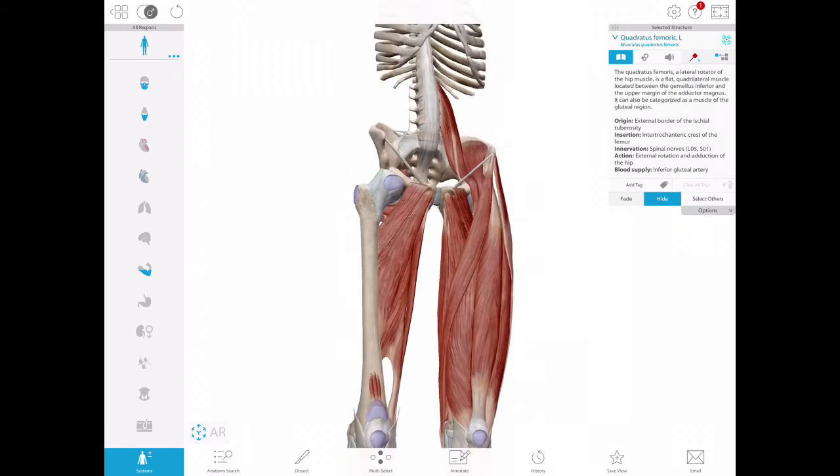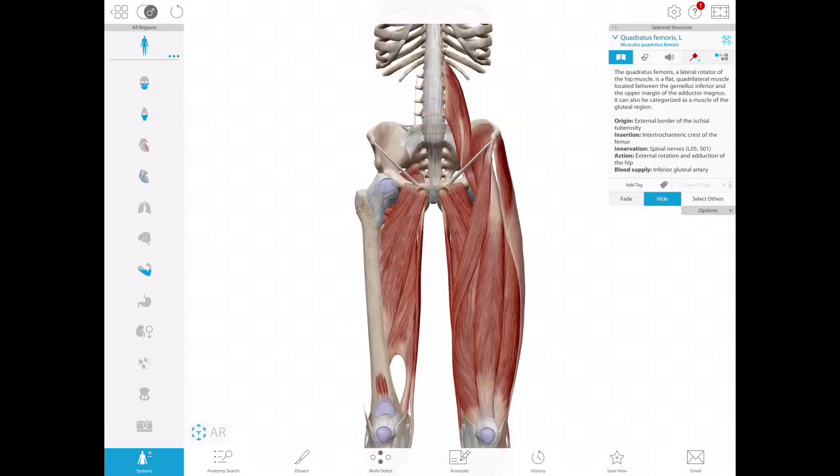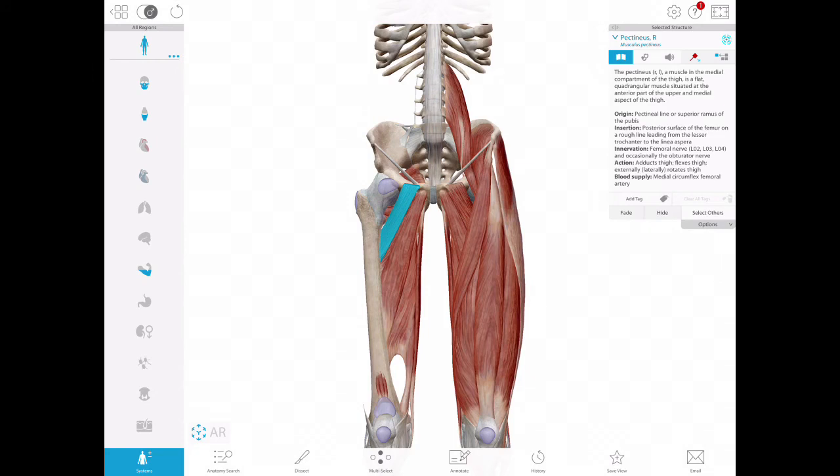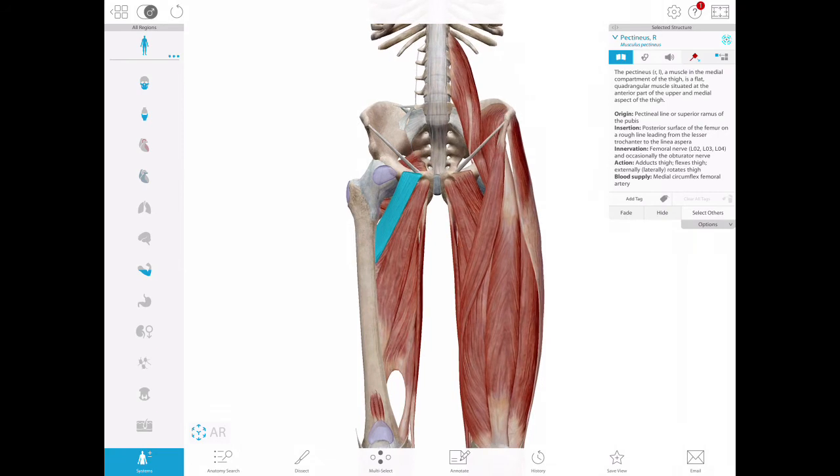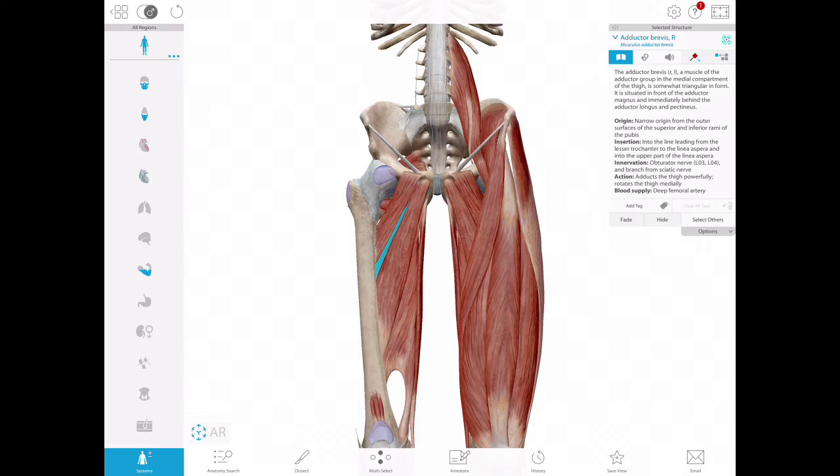Alright, so now I'm going to review the muscles that we have not done yet. So we are going to look first at the pectineus. This originates on the superior ramus of the pubis and inserts on the pectineal line of the femur. The action is hip flexion and adduction. This is the adductor brevis, which originates on the pubis and inserts on the pectineal line and proximal linea aspera. This also helps with hip adduction.